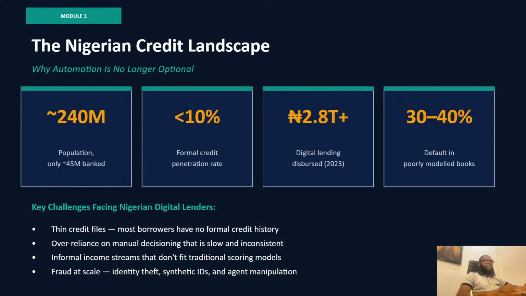So getting right into it, the Nigerian credit landscape. The data has it that we're currently approximately over 240 million in population in Nigeria, and only 45 million is actually banked. So we have more than 190 million that are underbanked. And out of this population, less than 10% has formal access to credit.